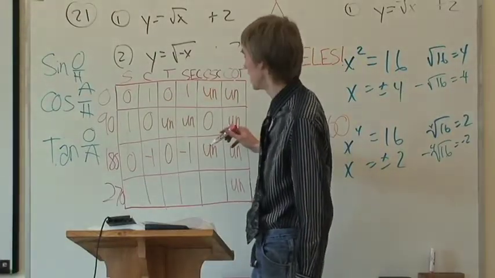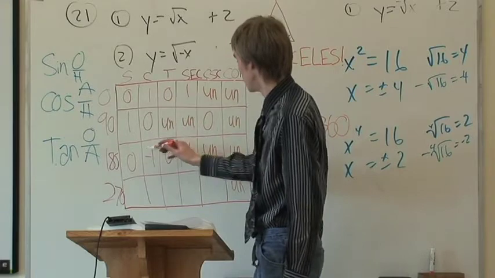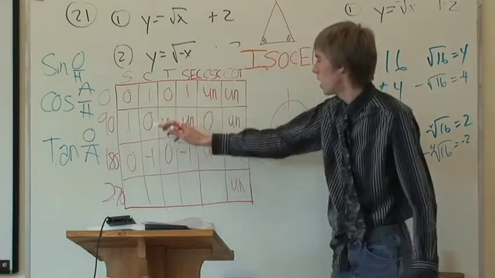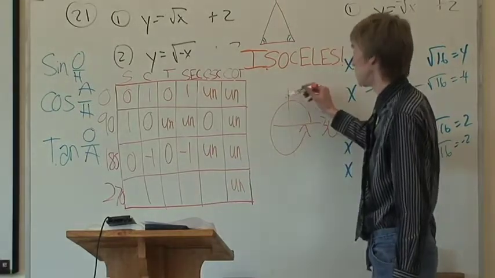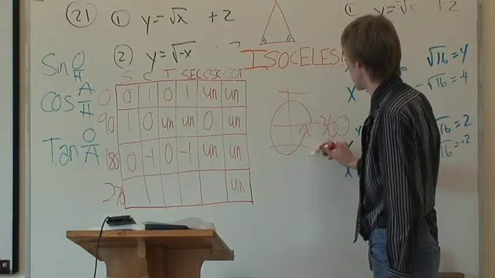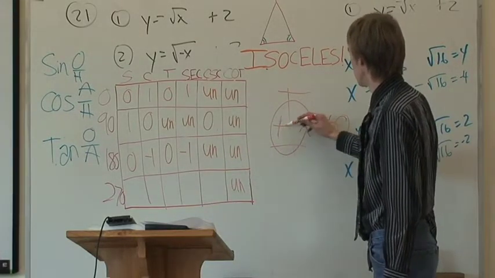Now, filling in the 270, what do you notice? There's a pattern going on here. These have shifted over, and where this was 1 in the first chart, it is now negative 1. Because 90 up here is 180 down here.